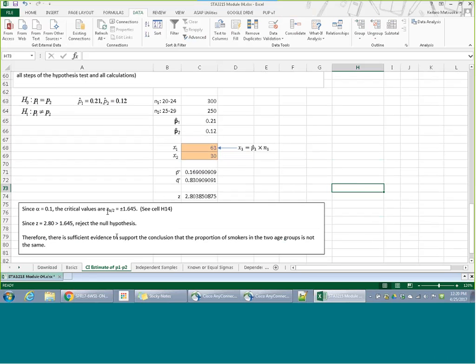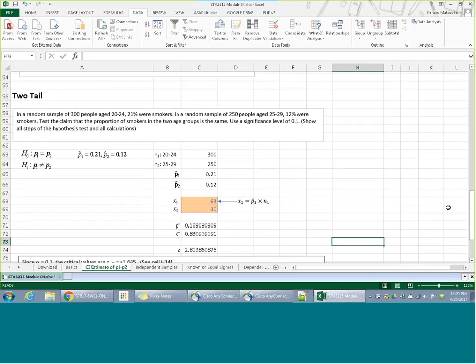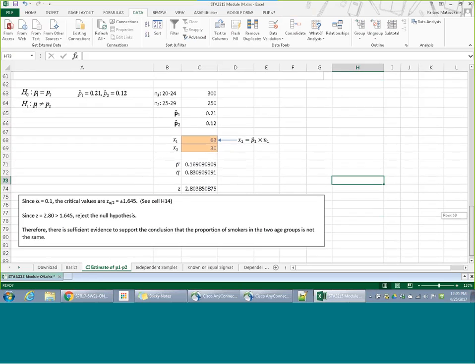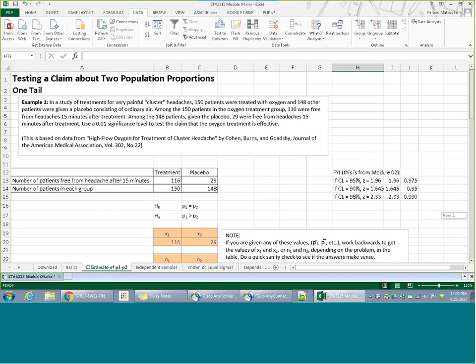Okay? So what's the conclusion? The conclusion is that there's sufficient evidence to support the conclusion that the proportion of smokers in the two age groups is not the same. We're rejecting this and going with the alternative. So we know they're not the same. How different, we don't know, but we know they're different. All right, so that's how you do proportion problems.